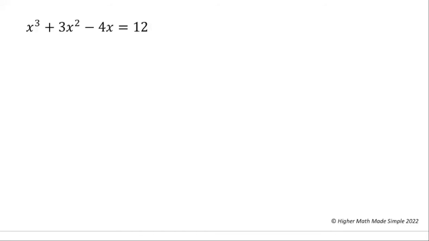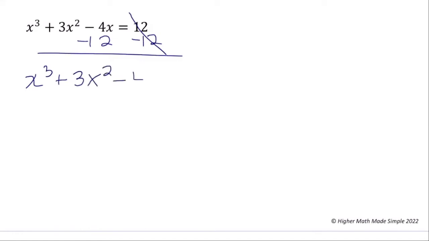Here's another example, and then I have one more for you guys later. So again, step 1 is to make sure that the equation is set equal to 0. In this case, it's set equal to 12. So we're going to subtract 12 from both sides of the equation because it's a +12. So we end up with x to the third plus 3x squared minus 4x minus 12 equals 0. So that's step 1. We've set it equal to 0.